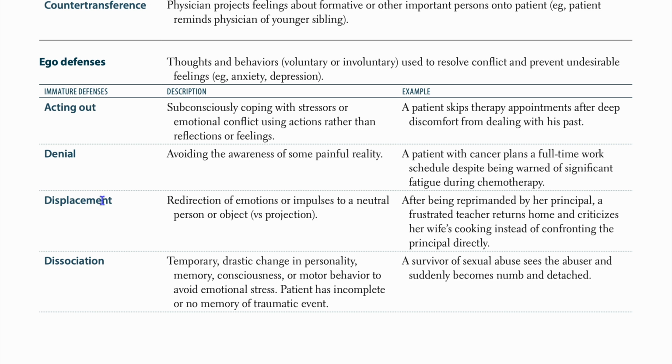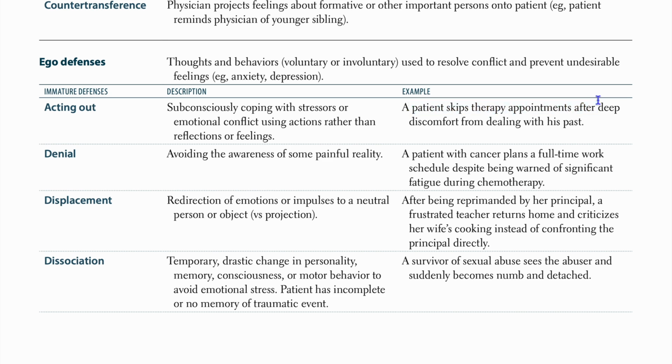So, immature defense number one: acting out, subconsciously coping. Let's do this: we'll read the defense, then the example, and then read the description for it. Acting out: a patient skips therapy appointments after deep discomfort from dealing with his past. This is subconsciously coping with stressors like the past or emotional conflict using actions rather than reflections or feelings. So rather than reflecting on why it's happening, they're just running away from the situation.